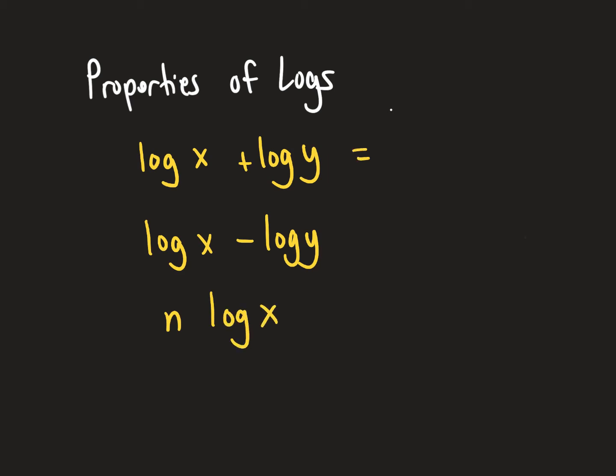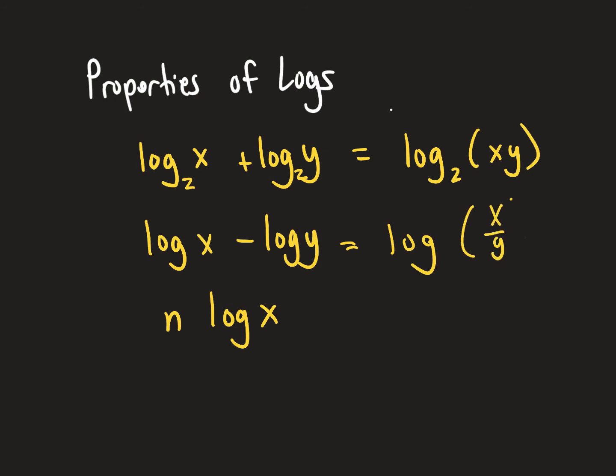So if you have two logs added together with the same base, this is all predicated on being the same. These are just base 10 because there's nothing there, but they could both have little 2's here or something like that, whatever it would be. So when you add them, you can make them one log of a product. When you subtract them, you can make them one log of a quotient. And again, you want to make sure that the second one comes on the bottom.